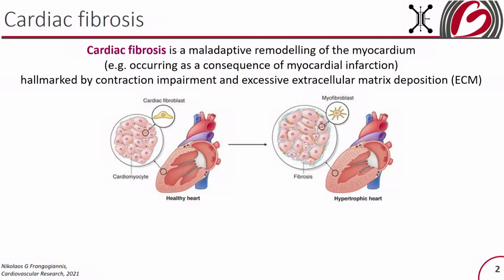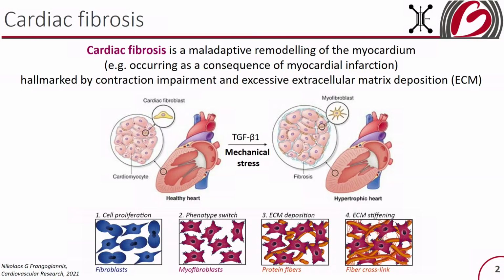And if we look at it from a cellular point of view, surely cardiac fibroblasts are the main player in these disorders. What happens during cardiac fibrosis is a proliferation of this cell population, a transition and change in phenotype from fibroblast to myofibroblast, followed by extensive ECM deposition, and finally ECM stiffening. And let's say the main key drivers of cardiac fibrosis are for sure profibrotic biochemical stimulation such as TGF-beta, but mechanical stress has been identified as one of the main drivers of this pathology.